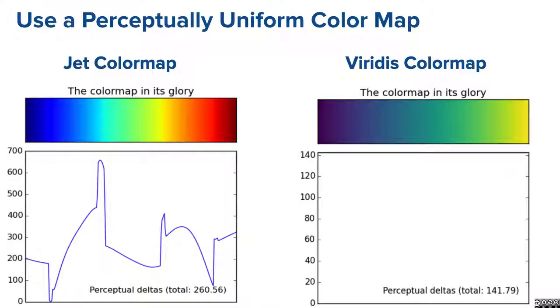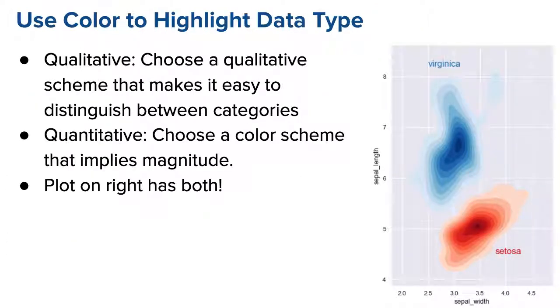All right. You should choose a color scheme that highlights the type of data that you have. For qualitative data, we use colors that make it easy to distinguish between categories, such as choosing red or blue. For quantitative data, we'll usually use different shades of a color. Okay, so this plot on the right has both the gradients of blue and red, and also the two categories, blue and red.